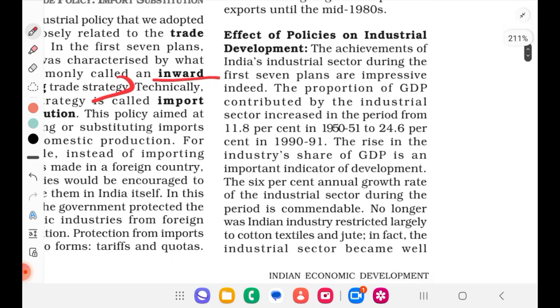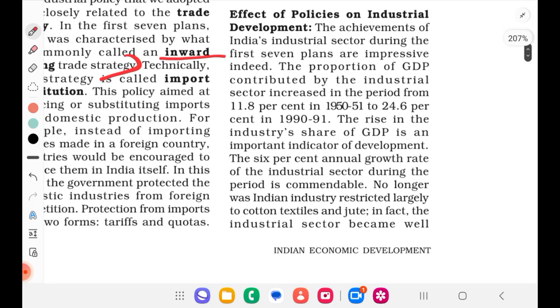Effect of policies on industrial development. The achievements of India's industrial sector during the first 7 plans are impressive indeed. The proportion of GDP contributed by the industrial sector increased in the period from 11.8% in 1950-51 to 24.6% in 1990-91. The rise in the industrial share of GDP is an important indicator of development. The 6% annual growth rate of the industrial sector during the period is commendable.